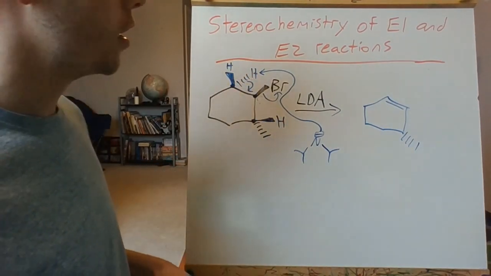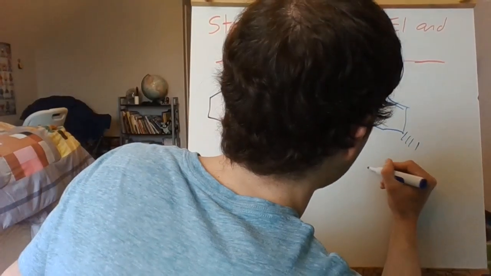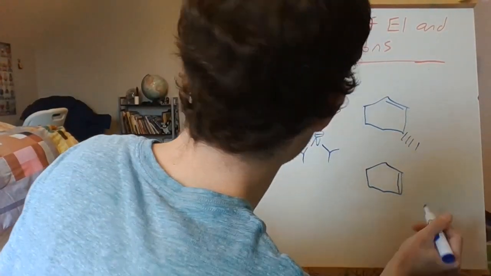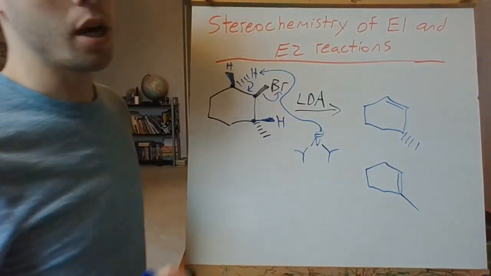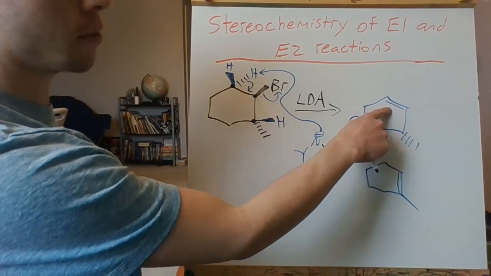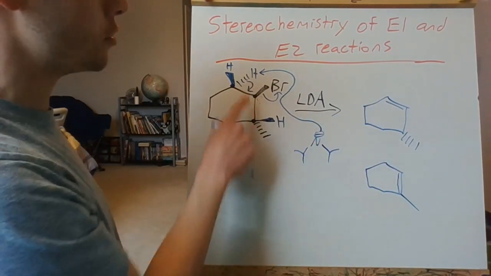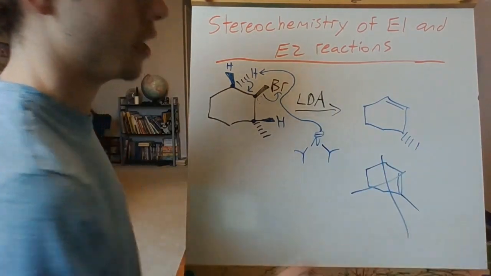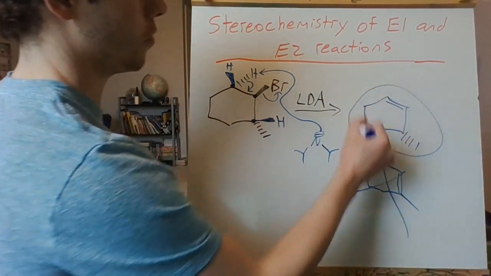off here. Do not draw this as your product. Although this would be tri-substituted and this is di-substituted, we do not have a hydrogen here that is anti to our leaving group to pull off. And so this is not your answer, and this would be your final product.